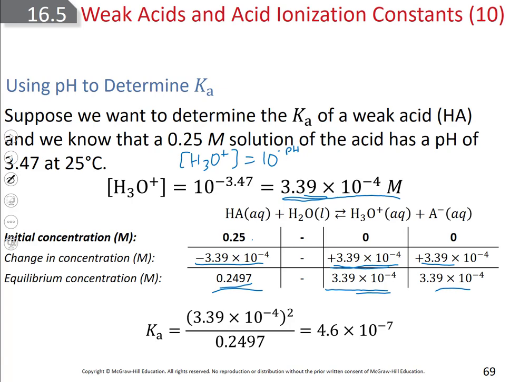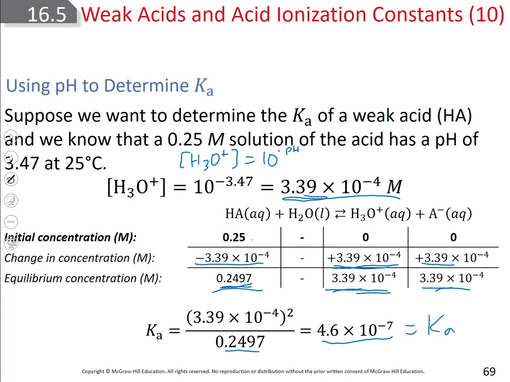So you're going to write your equilibrium expression. It's equal to the products divided by our reactants. So there's our products, and they're both the same, so it's just going to be squared, divided by our reactant on the bottom. Solve for it, and there's our Ka of this acid.